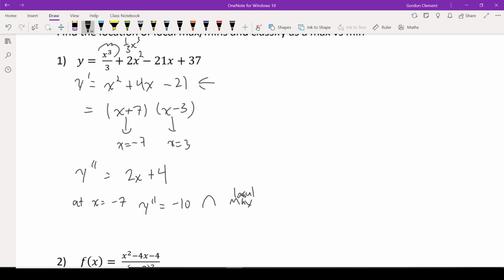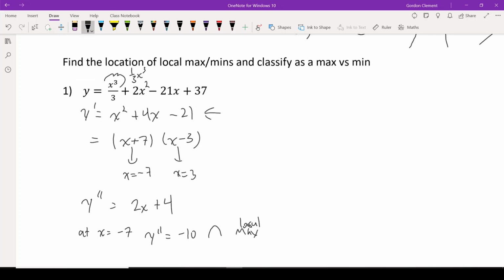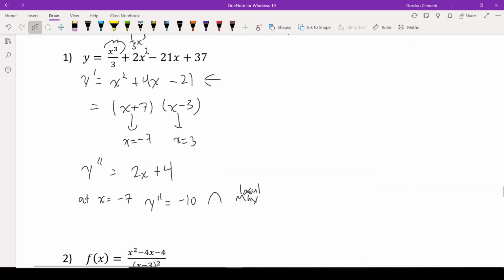If we're just finding the location, I just want the x values. I don't want the y values here. At x equals 3, the second derivative is 6 plus 4, just positive 10. So there, it's concave up. We know that point's our local min. So that's how the second derivative test works.